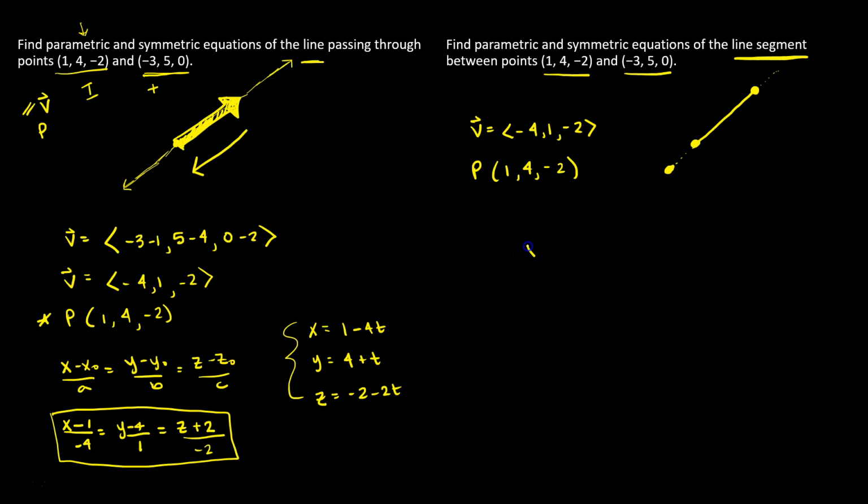So we're literally going to use the exact same parametric equation. The only thing that we need to do in addition to that is state what values of t will give us the set of points on the line segment and nothing extra. So looking at this, if I plug in t equals 0, then I'm right at the point P. So if I plug in 0, I get the point 1, 4, negative 2. And if I allow t to increase up to 1, then I would be at that second point. If I plug in 1, I have 1 minus 4, which is negative 3, 4 plus 1, which is 5, and then negative 2 minus another 2.